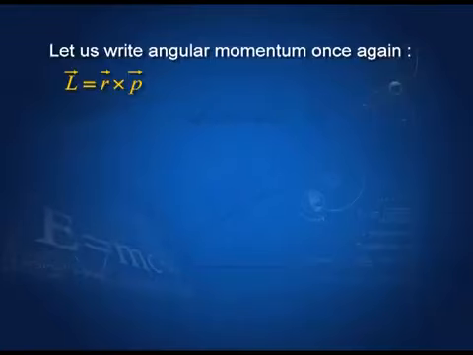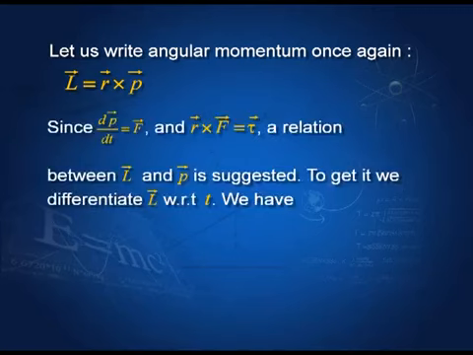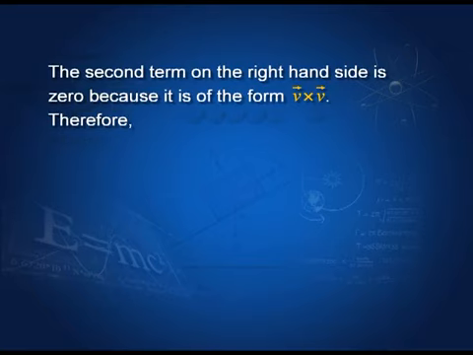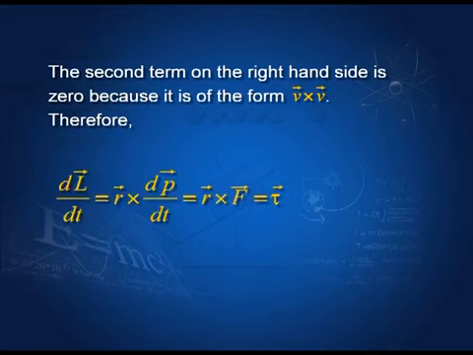Let us write down the expression for angular momentum once again. L vector is equal to r vector crossed with p vector. Let us differentiate this with respect to t. So, we get dL by dt is equal to r crossed dp by dt plus dr by dt crossed p. The second term is dr by dt, which is v. p also contains v, so it is v crossed v, which is 0. Therefore, dL by dt is simply r crossed dp by dt, and dp by dt is F. Therefore, dL by dt is r crossed F, which is torque.